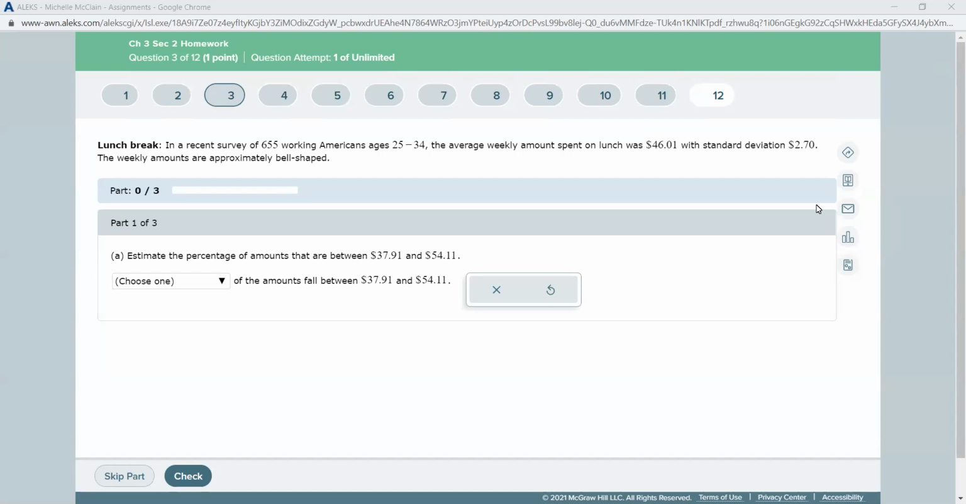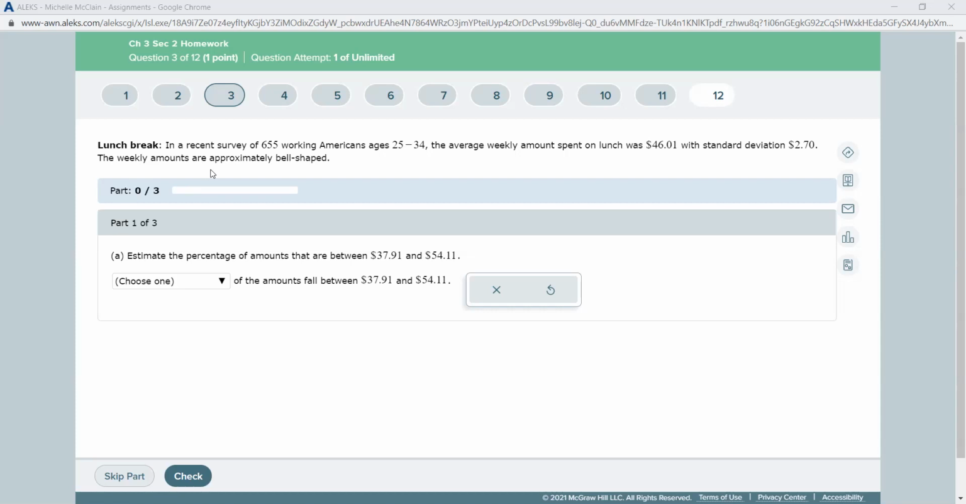Lunch break. In a recent survey of 655 working Americans ages 25 to 34, the average weekly amount spent on lunch was $46.01. So that's important. The average, meaning that's the mean, that's mu. So I would jot down mu equals 46.01 because that's important information. It says with standard deviation $2.70. So I would also write that down. Standard deviation, that's our sigma, $2.70.